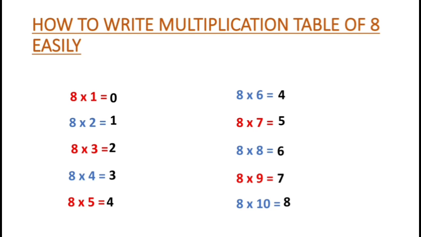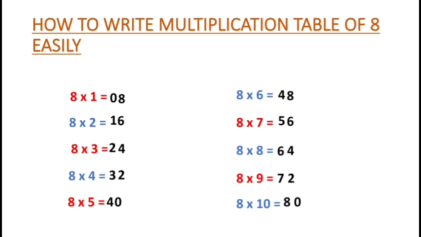Now from 8, what I will do? I will write 0. After 0 I will write 2, 4, 6, 8. Same I am going to repeat here also: 0, 2, 4, 6, 8. That's it. We got the 8 table.